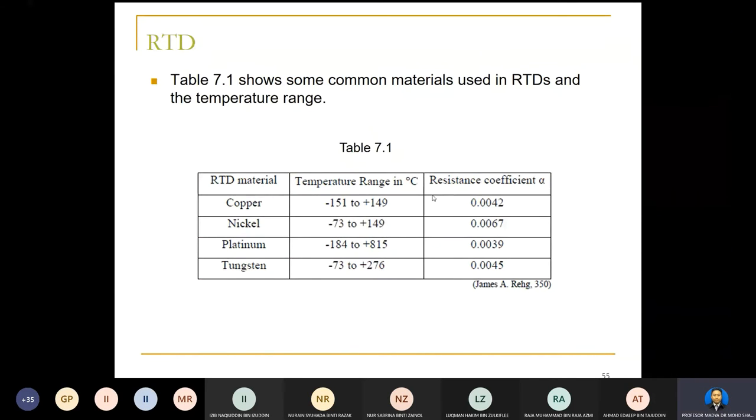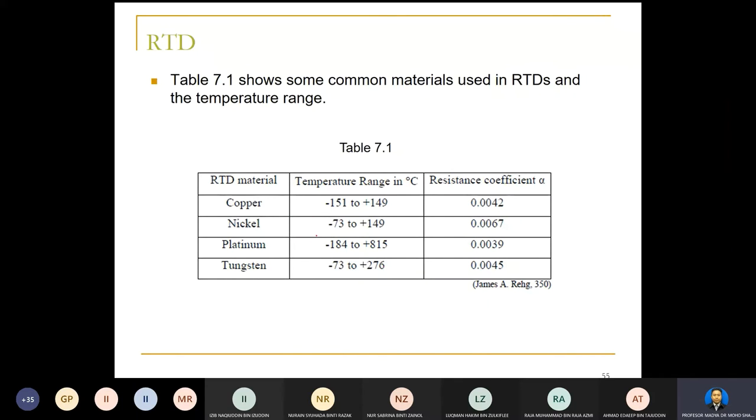Okay, that I mentioned to you. So this is, for example, the material used in the RTD. Every material has a different range. For example, copper, from negative 151 to plus 149. And then they have the resistance coefficient. So that's why every material has a different range.